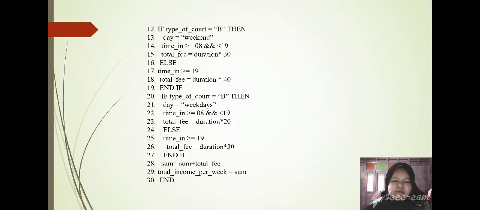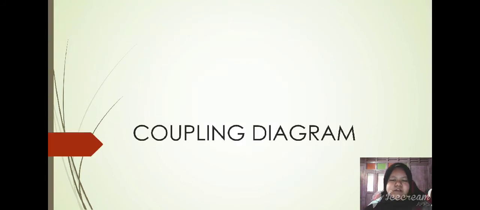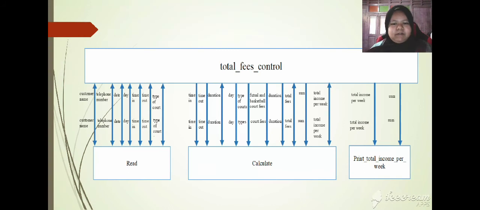So, sum equals to sum plus total fee, and total income per week is equal to sum. Next, we must print the print module, which is we must print the total income per week. Next, for the coupling diagram. In the coupling diagram, we have total fees control and the three modules, which is read, calculate, and print total income per week.